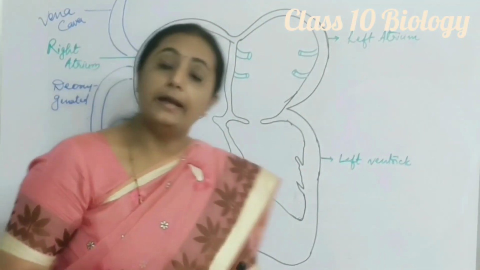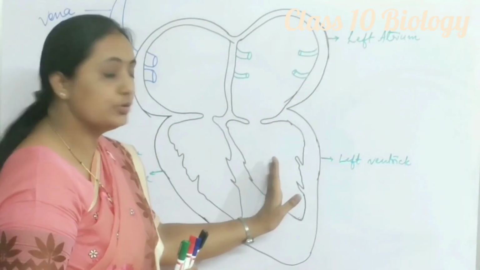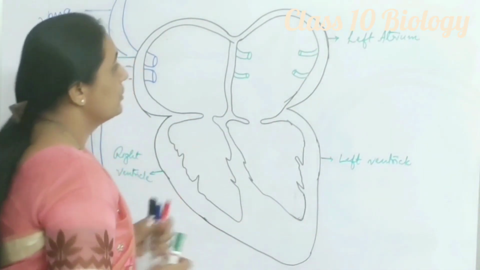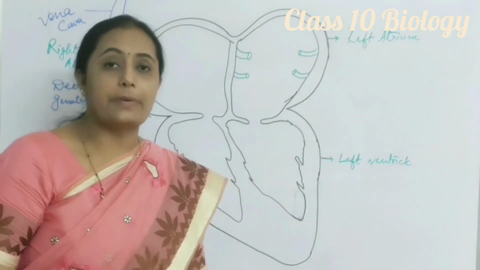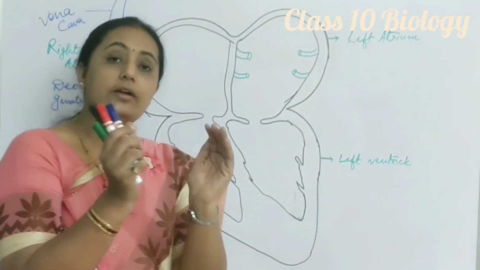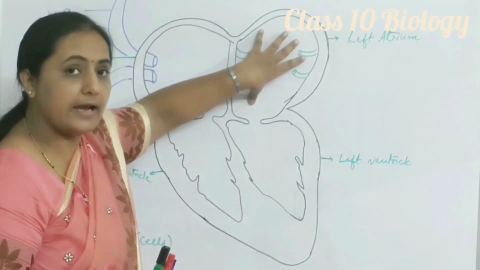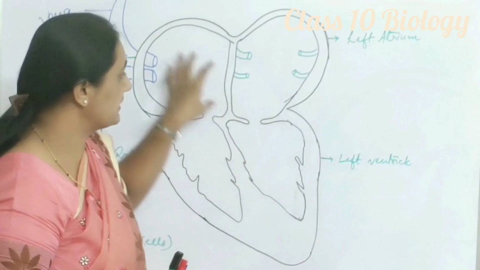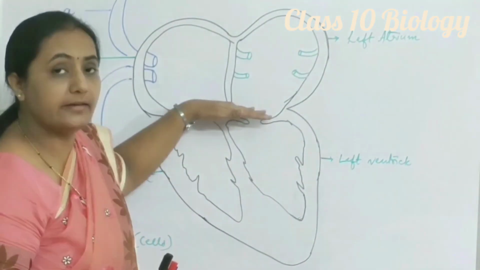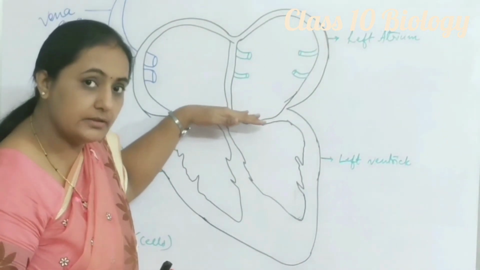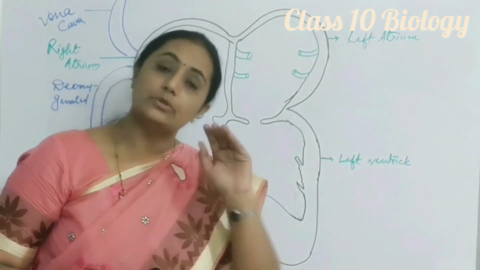Now blood will flow from left atrium to left ventricle. So here, how will this blood flow? As we say, the heart is a pumping organ. Both atria, or auricles, contract together. It is not like this atrium will work first, then this one, then this and then this. No. Both atria contract at a time together, as well as both ventricles, they also contract at a time together.